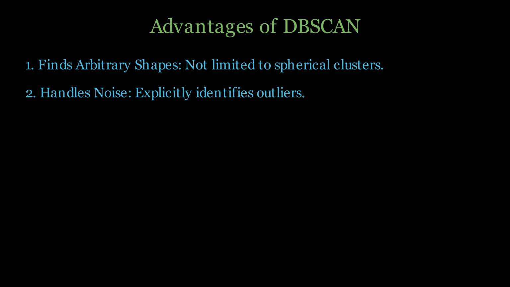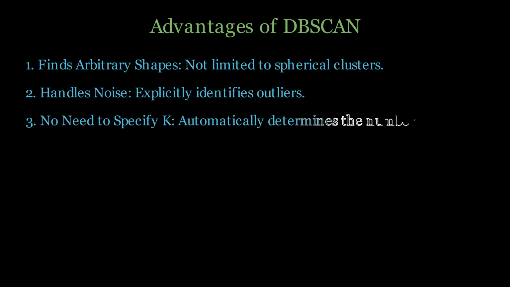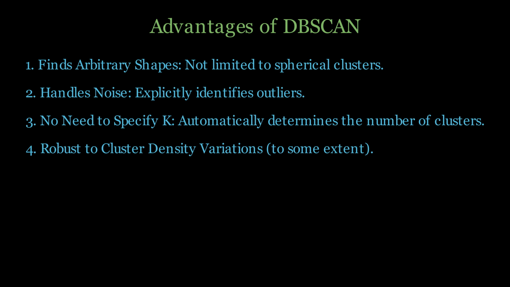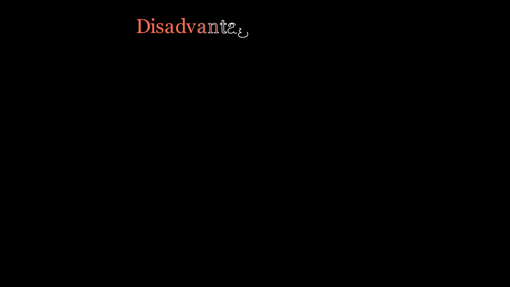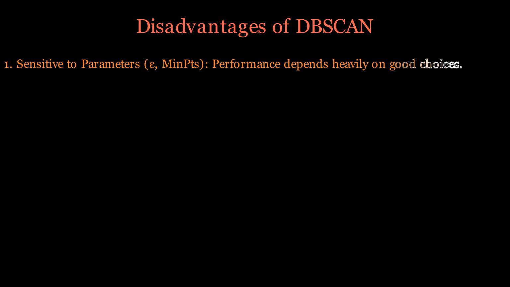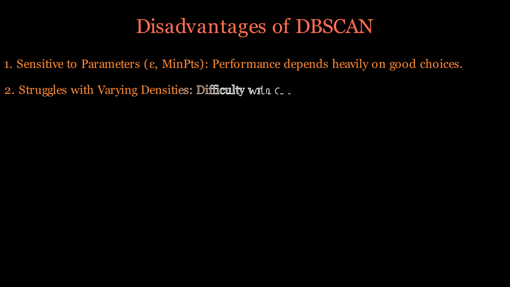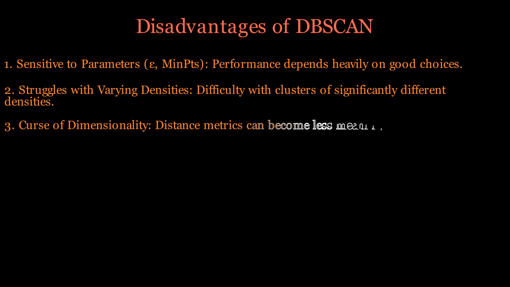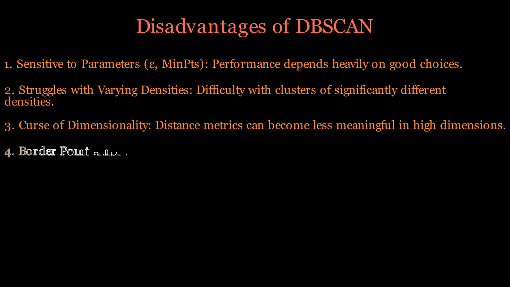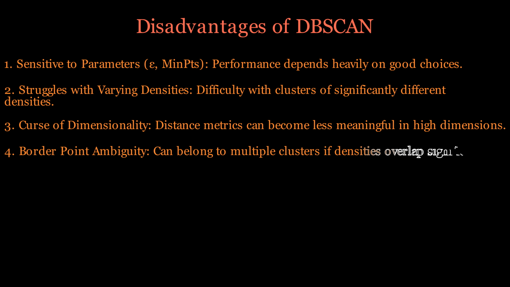DBSCAN offers several advantages. It can find non-spherical clusters, effectively handle noise points, and doesn't require you to pre-specify the number of clusters. However, DBSCAN is sensitive to the choice of epsilon and minPts. It can struggle with clusters of vastly different densities and may perform poorly on high-dimensional data due to the curse of dimensionality.